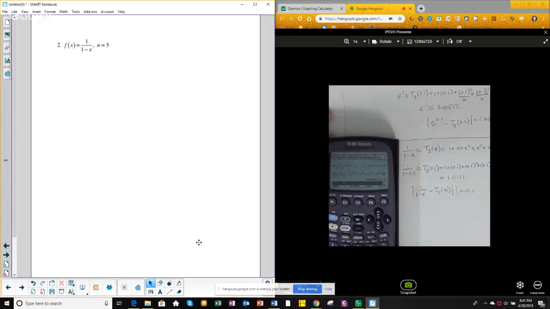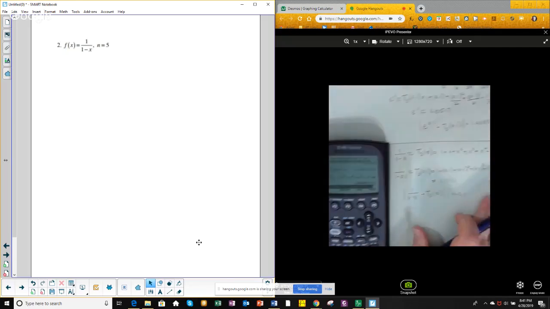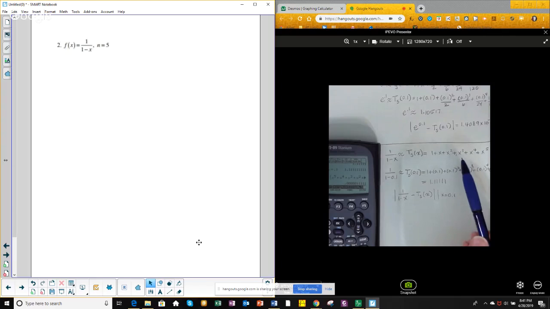And there you go. There is our error, which is pretty small. Pretty good approximation, I think, for 0.1 because it's close to the center. 0.1 is very close to the center of 0. The further you get away from the center, this polynomial is not going to be as good of an approximation.